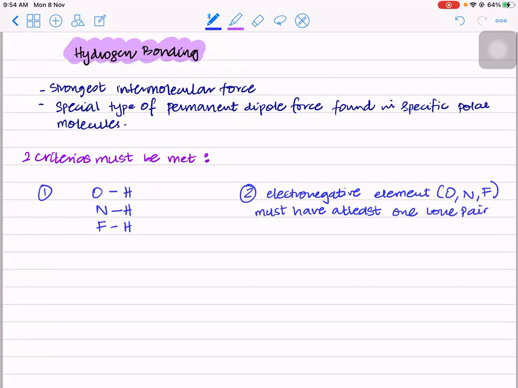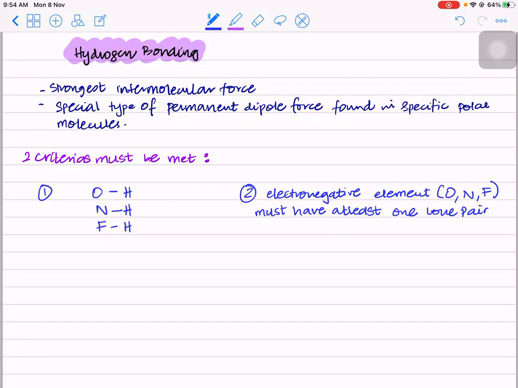So what is the criteria? Your H must be bonded to an O, to an N, to an F directly. And the electronegative elements must have at least one lone pair. This will give you hydrogen bonding, which is the strongest type of intermolecular force. And this strongest intermolecular force, hydrogen bonding, is a special type of what? Permanent dipole force.